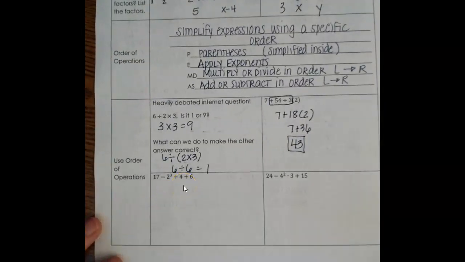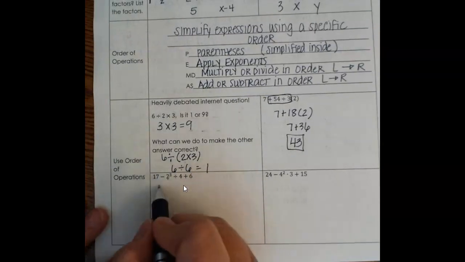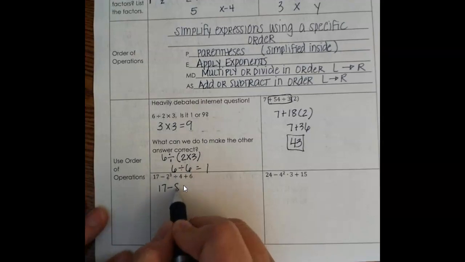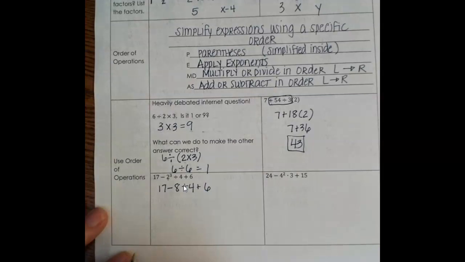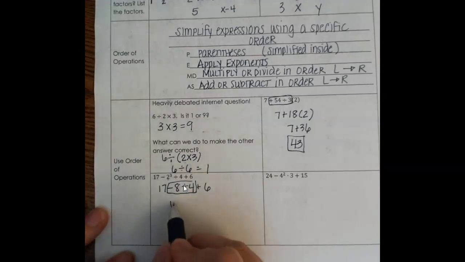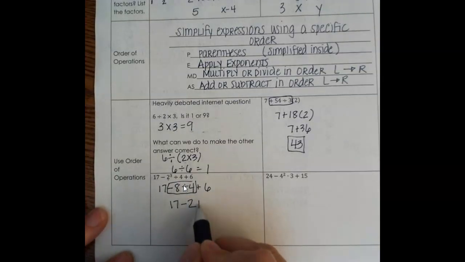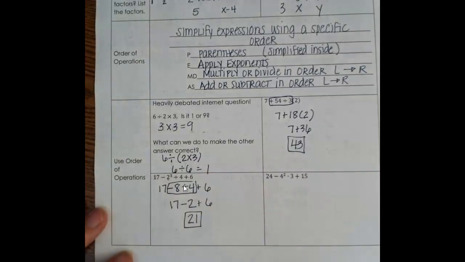Let's take a look at this guy. We have an exponent. There's no parentheses. 2 cubed, so that's 17 minus 8 divided by 4 plus 6. We go across, we have a division here, negative 8 divided by 4 becomes negative 2. 17 minus 2 plus 6. Now we'll go in order. 17 minus 2 is 15, plus 6 is 21.